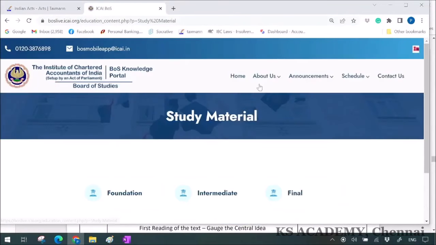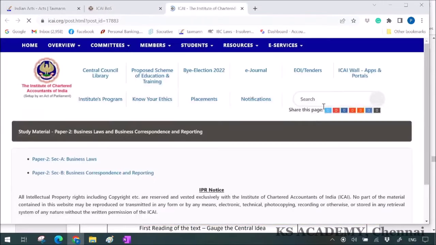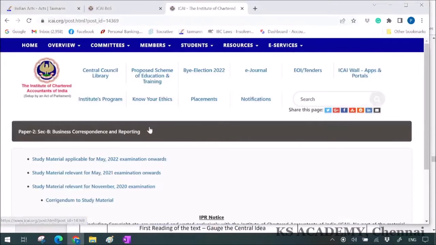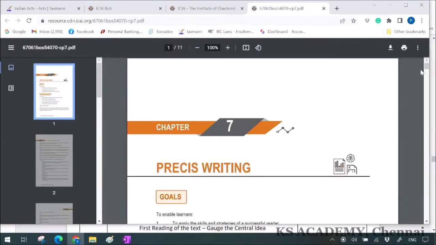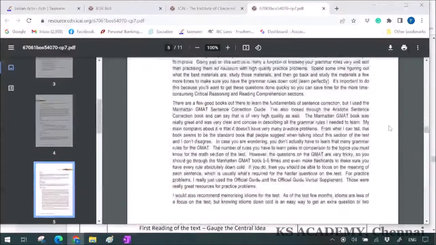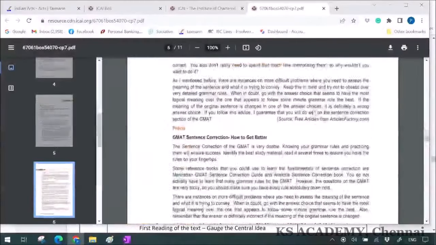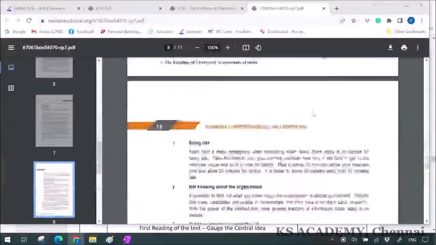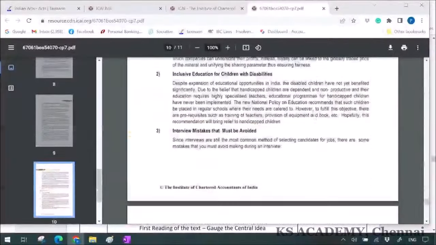Here, study material, then foundation, then business laws, then BCR. It's like a maze, one after the other. Here you go to Precis writing, chapter number 7. In your ISM you'll have samples, so you go down from here. From page 7.5 onwards, nice samples have been given, and the exercises. If you want to write more, you can check all these.